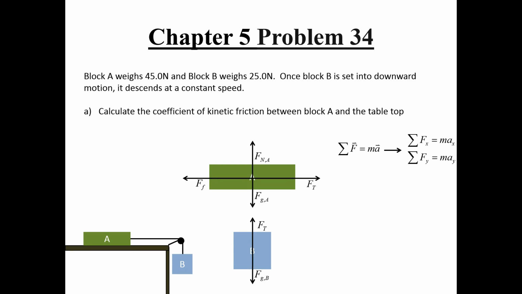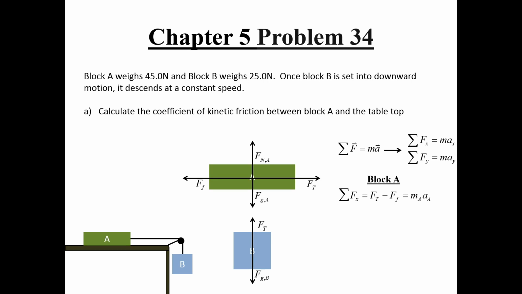So with the coordinates chosen, block A has 2 forces acting on it in the x direction: tension and friction. Tension is pulling the block to the right, which was defined as positive, and friction is pulling the block to the left, which was defined as negative. This means the tension minus the force of friction will be the net force in the x direction. And so, using Newton's second law, that is equal to the mass of block A multiplied by its acceleration.